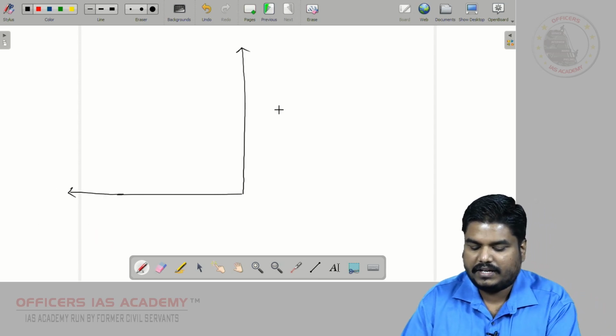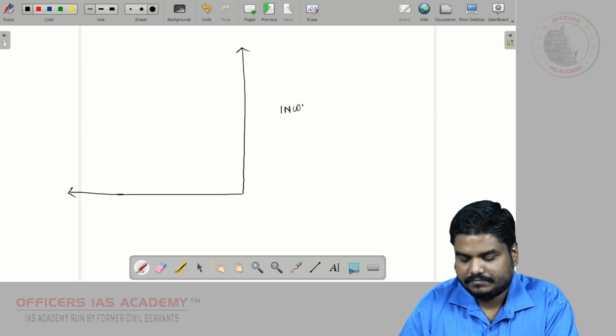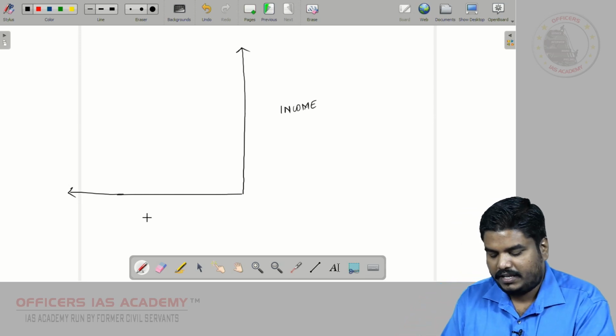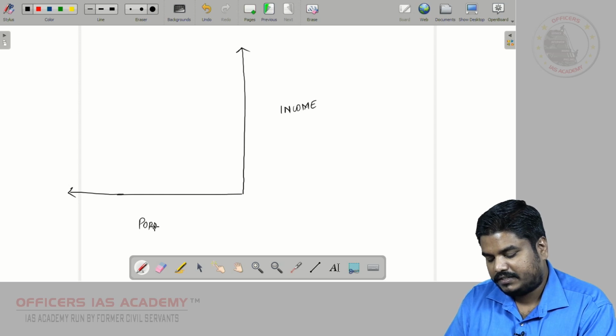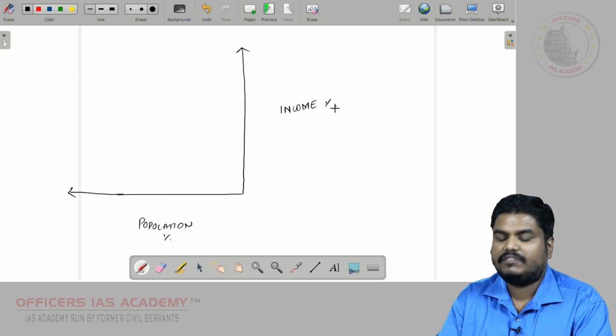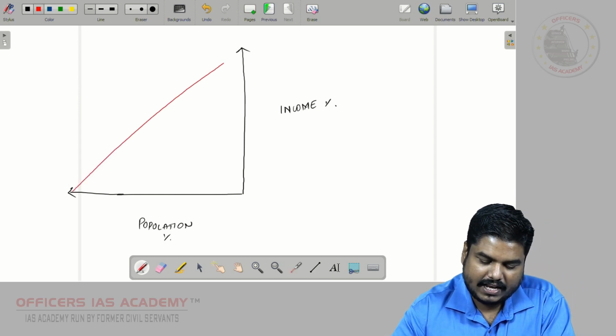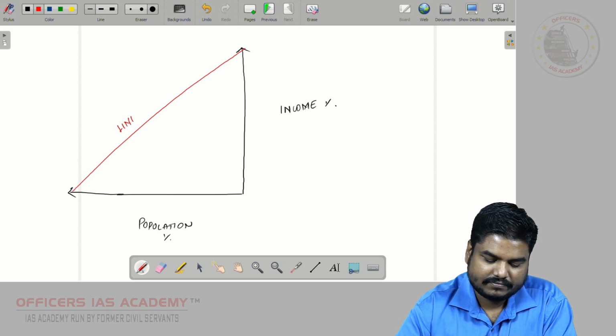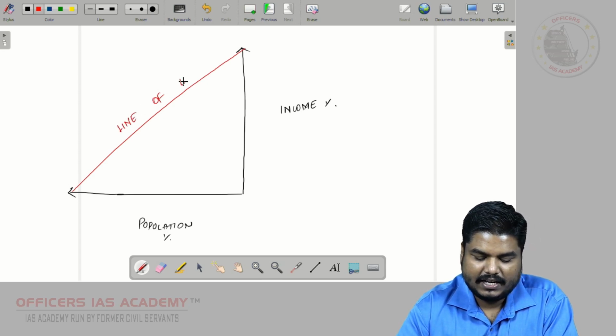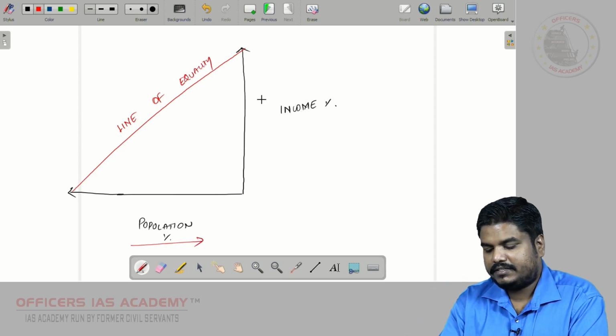So here we are taking cumulative income. Here we are taking population percentage. Everything we are taking in terms of percentage, right. I said this is called the line of equality. As population increases, income increases.